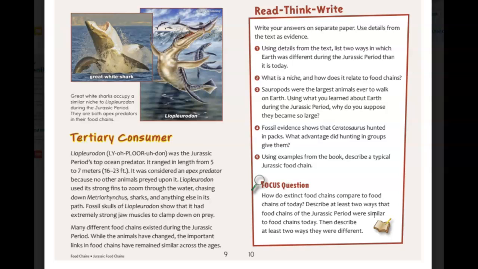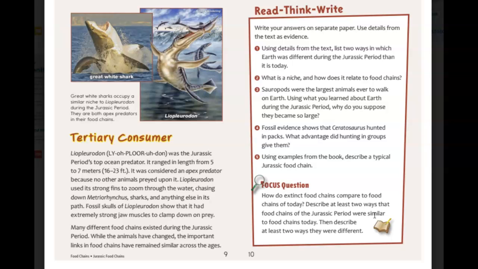Liopleurodon was the Jurassic period's top ocean predator. It ranged in length from 5 to 7 meters, 16 to 23 feet. It was considered an apex predator because no other animals preyed upon it. Liopleurodon used its strong fins to zoom through the water, chasing down Metriorhynchus, sharks, and anything else in the path. Fossil skulls of Liopleurodon show that it had extremely strong muscles to clamp down on prey.